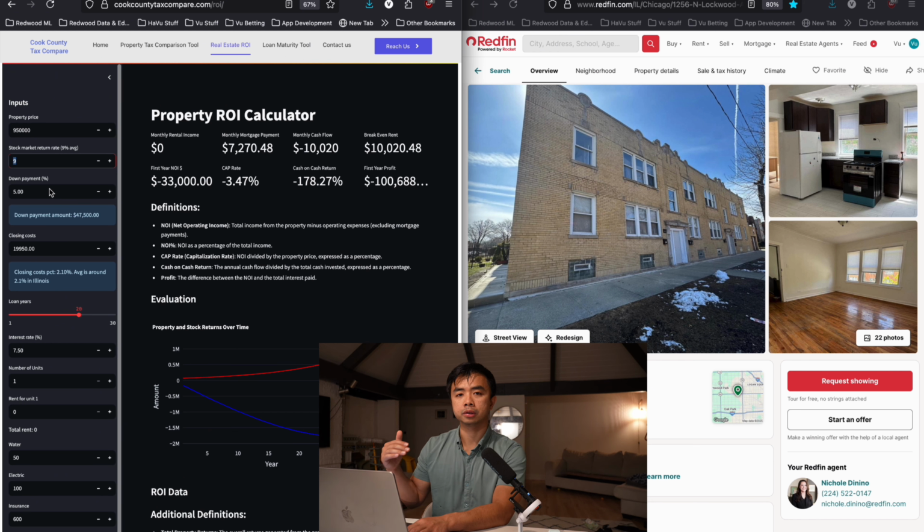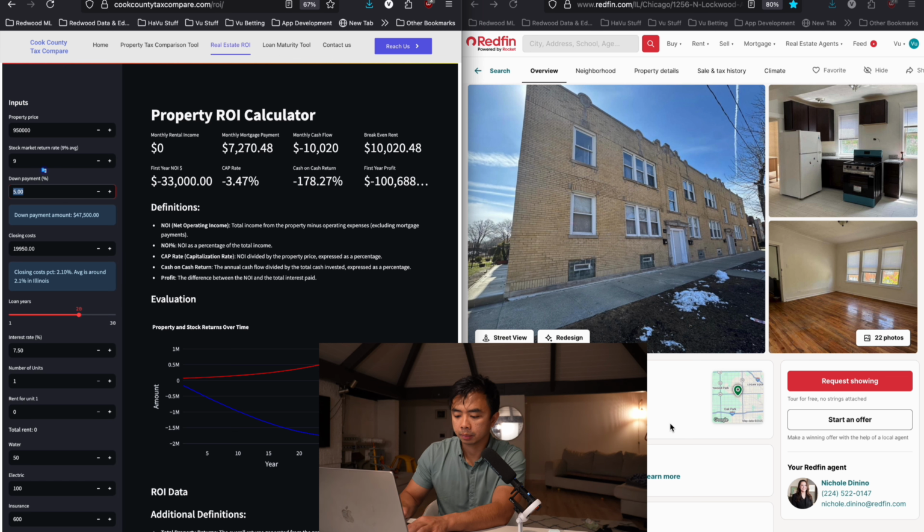Basically, since we're gonna have to put down payment and budget cash in order to buy this property, we're gonna compare it to what if we used that cash and put it in the stock market, the S&P 500. Would it outperform it?